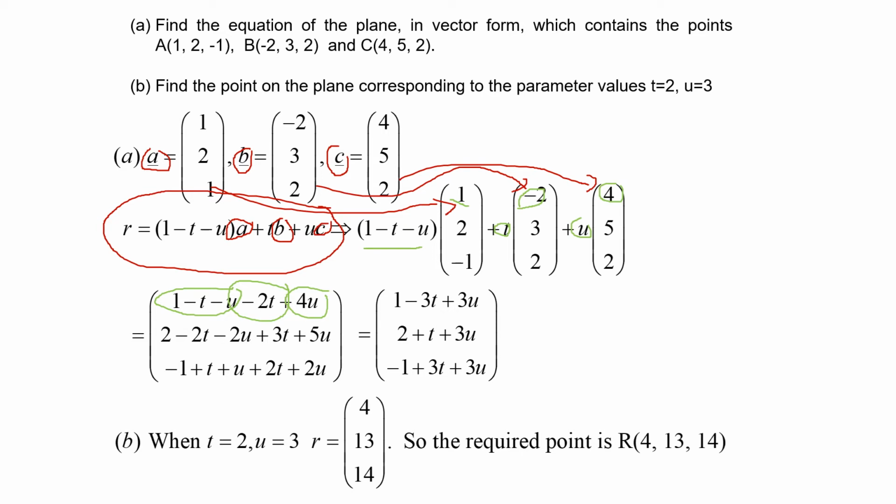For part B, you're required to find the point on the plane which corresponds to the given values of T and U. The T is 2 and the U is 3. You can simply substitute T as 2 and U as 3 into the vector equation of the plane which you obtained, and once you substitute, you can get a point. So the required point is 4, 13, 4 respectively. It is just named R. You can name your point with any capital letter.